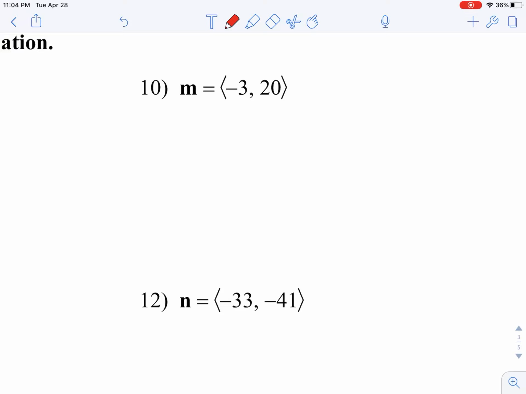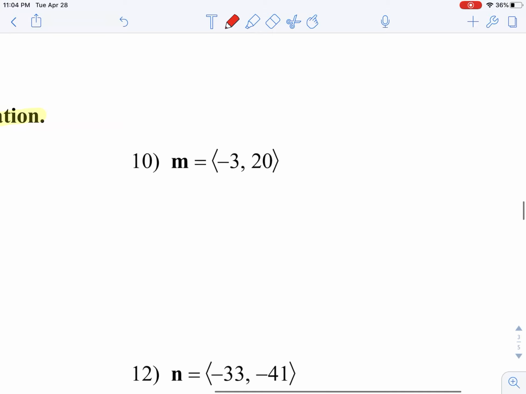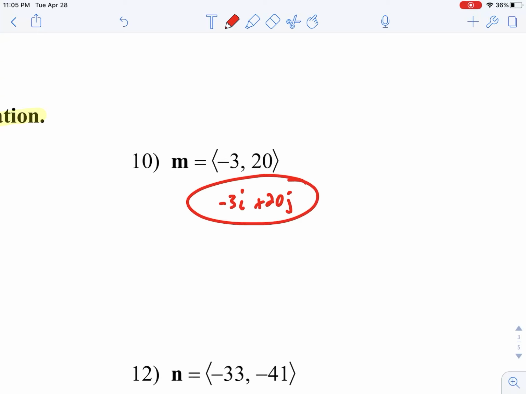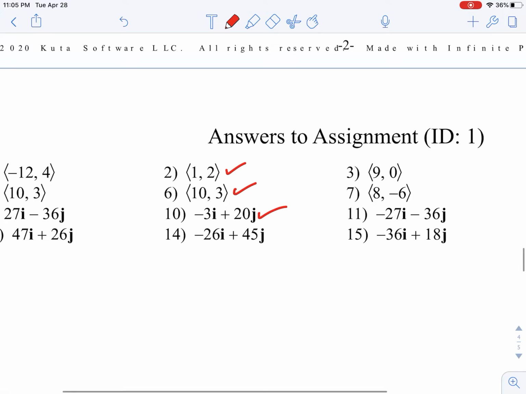Why this ij notation, or linear combination as it's called here in the directions, why does that exist? To be quite honest with you, I don't remember. I just know it's so easy. So we've got negative 3 comma 20. This is a component vector. If I want to write this as a linear combination, it's negative 3i plus 20j, and that's it. So that's just a different way to write a vector. The different notations have uses in different types of math, and what you're using it for, I guess.